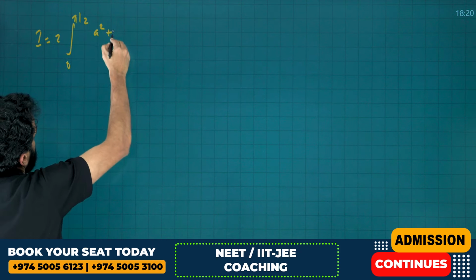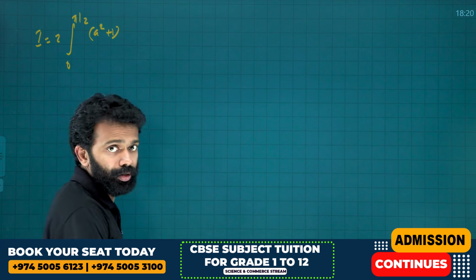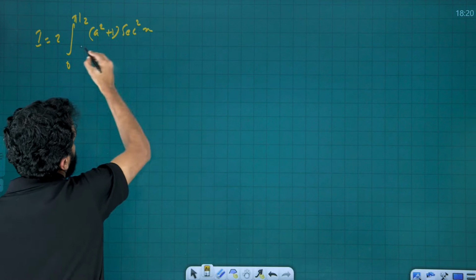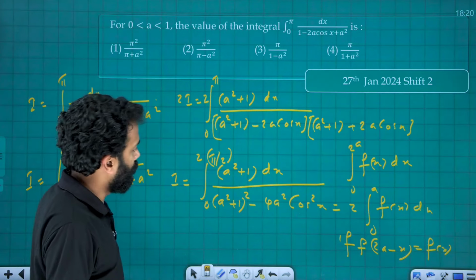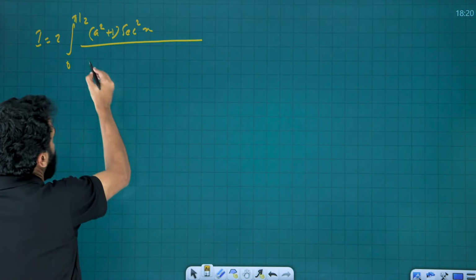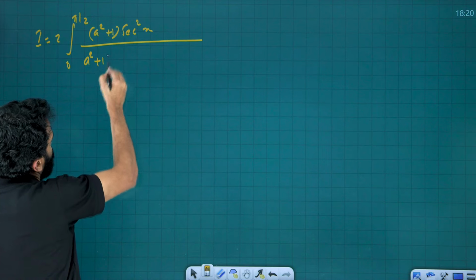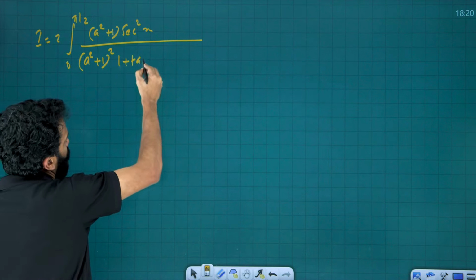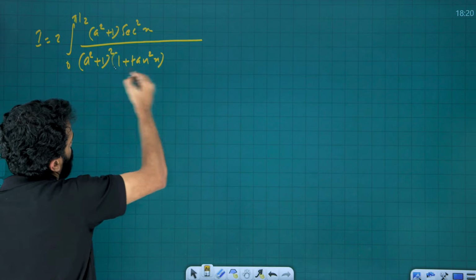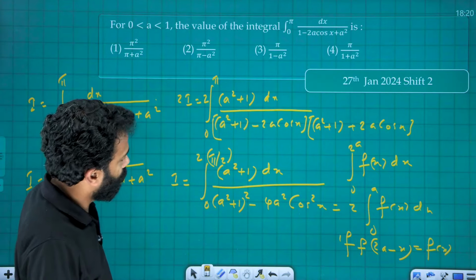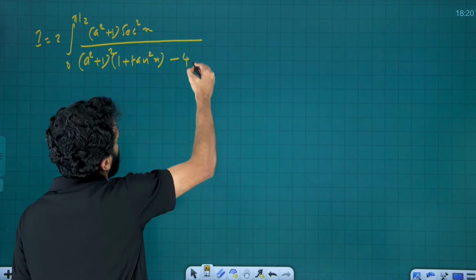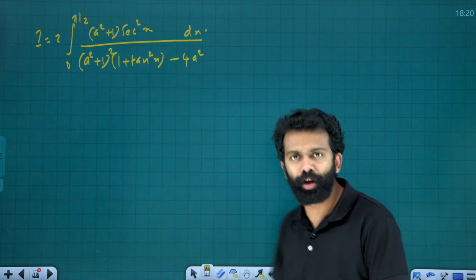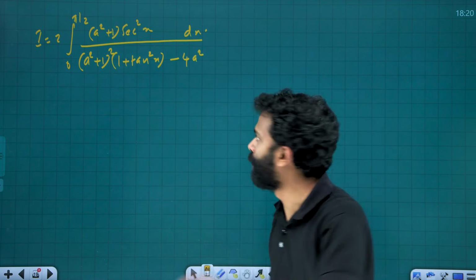A square plus 1, I am dividing numerator and denominator by cos square x. So a square plus 1 into sec square x divided by, and here we have a square plus 1 whole square, right? A square plus 1 whole square into sec square x will be here. That can be written as 1 plus tan square x, minus 4a square, into dx. It will be like that.